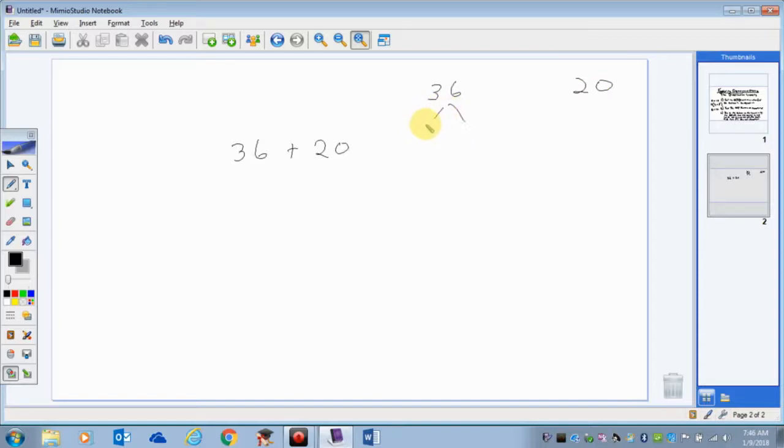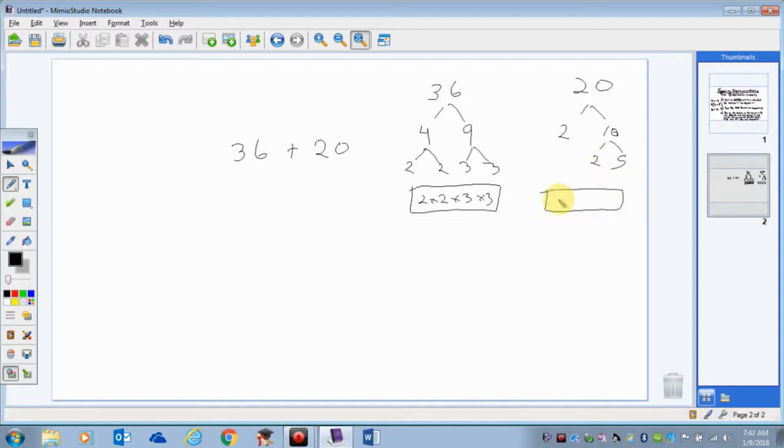36 would be, we'll go 4 times 9. 4 is going to split into 2 and 2. 9 will split into 3 and 3. So here we have 2 times 2 times 3 times 3. 20 is going to split into, we'll say 2 and 10. This goes into 2 and 5. So here we have 2 times 2 times 5.